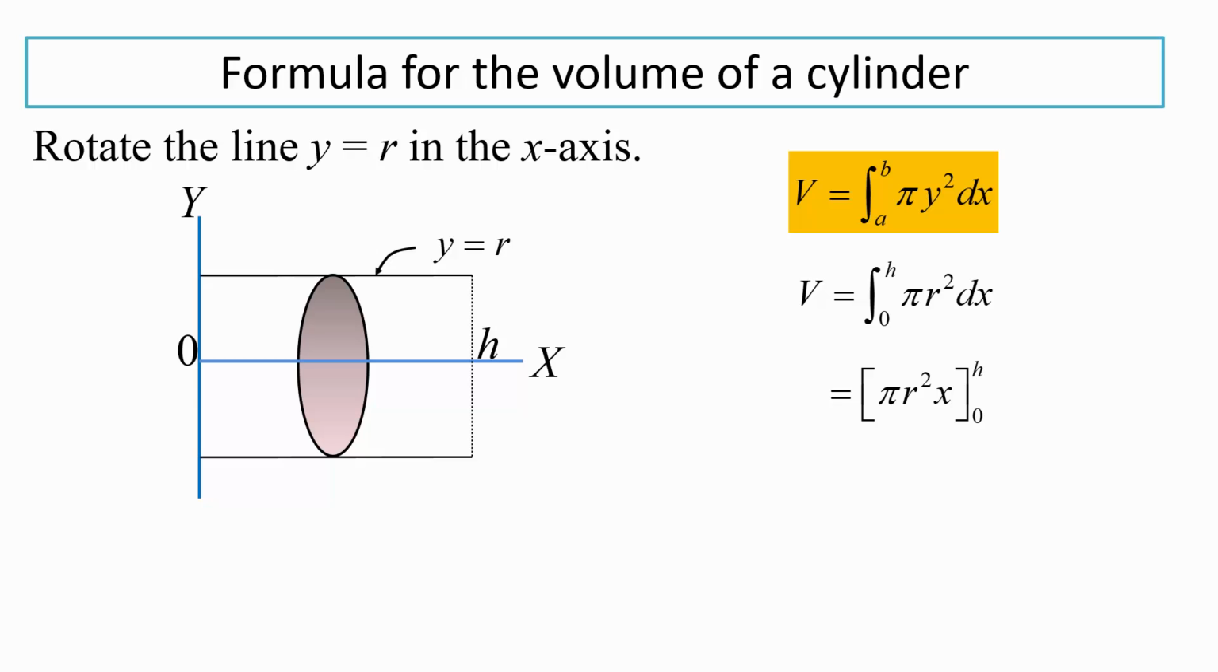So we will substitute h for x and then substitute 0 for x. And remember, there's always a minus in between, and that gives us the formula we expected, pi r squared h. So the volume of a cylinder of radius r and height h is pi r squared h. Alright, one down, two to go.